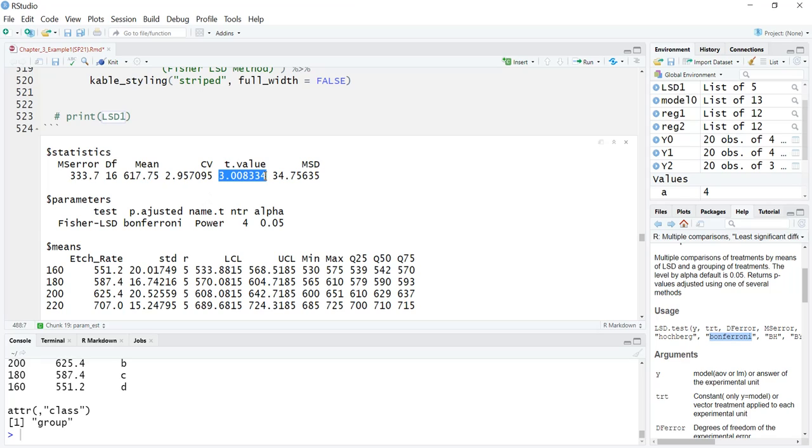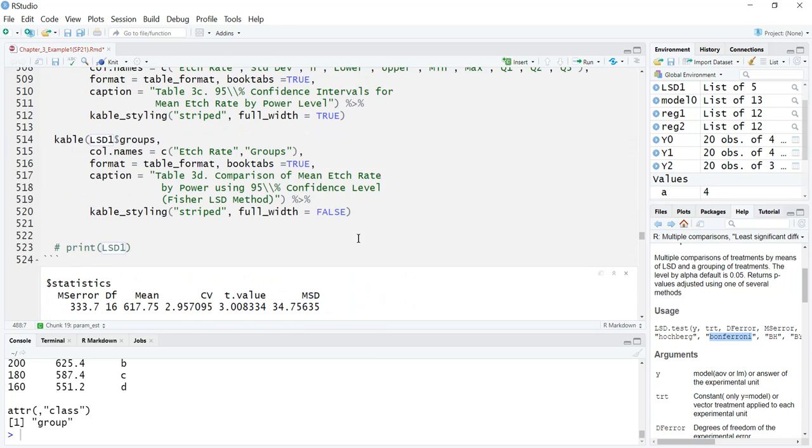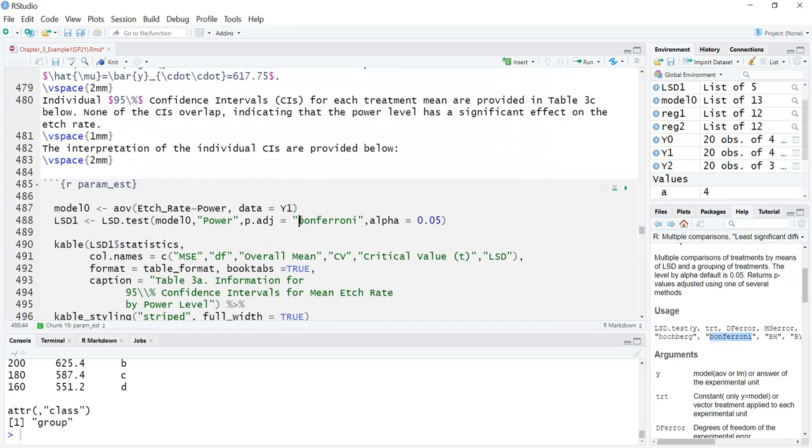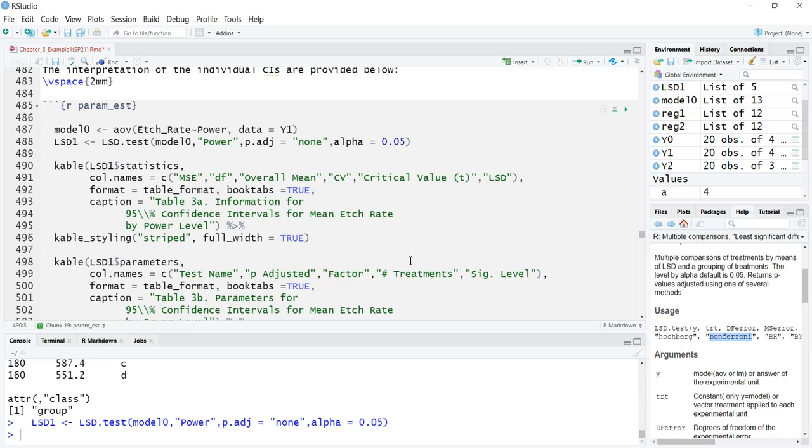Okay, so what changed is the t-value, the critical value, but it should have changed the confidence intervals because it has a new t-value to multiply by the standard error, but it didn't change them, and so that's why I'm leaving this as none and suggesting that you don't change this here. This way you have the unadjusted and it's printing out what you have actually calculated here.